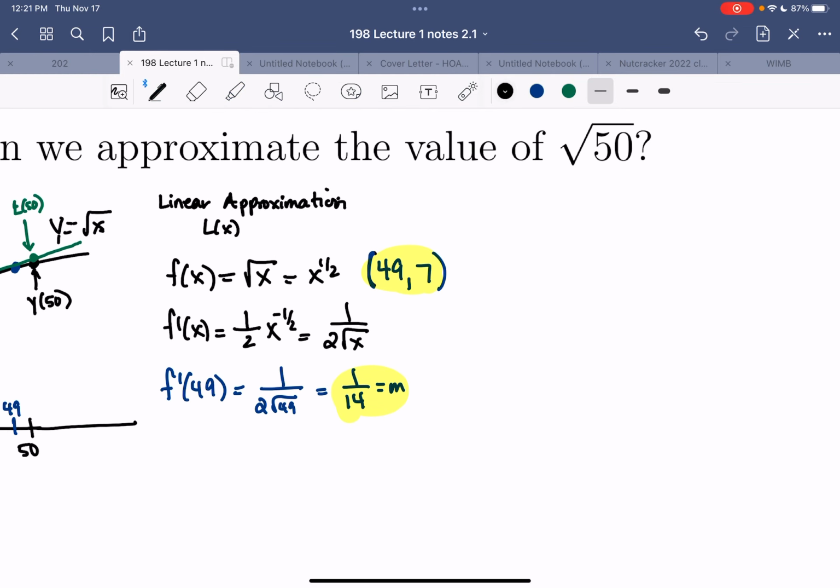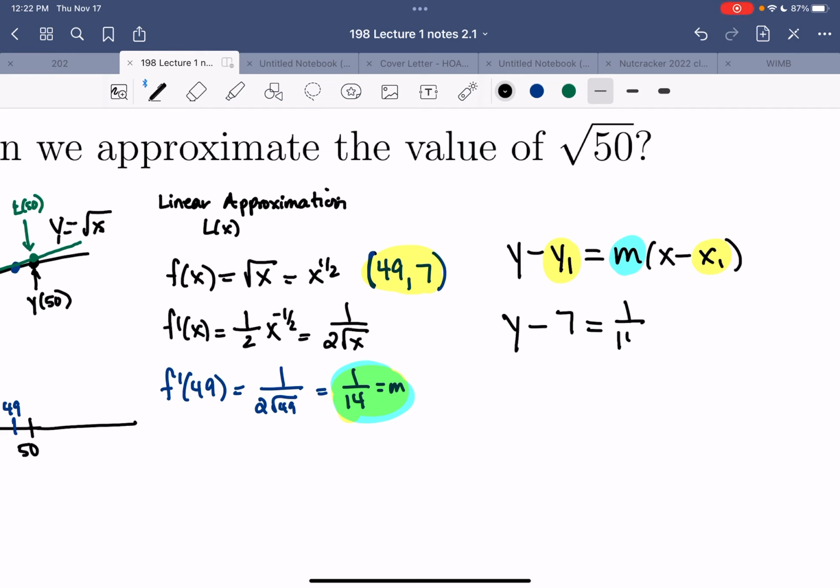So we know that the equation of the tangent line, and I'm going to use point slope form here, is y minus y1 equals m times x minus x1. And I'm going to use the point as my x1 and y1, and I'm going to use my slope as my m. So that means I'm going to have y minus, the y value is 7.